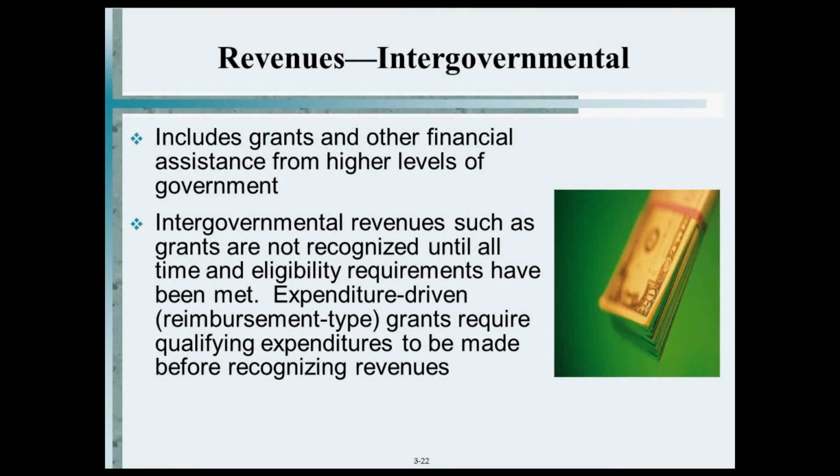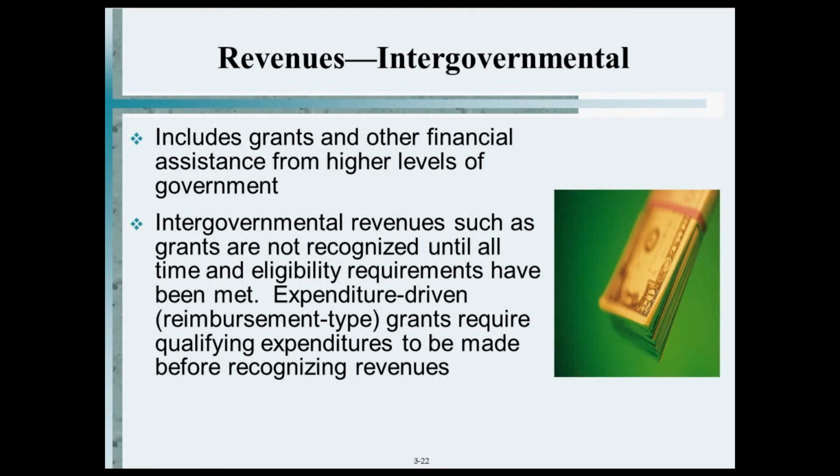What would these grants be for? Anybody? For roads, yeah. It could be for any project. The important thing to understand is, what was the grant, and what is the grant being used for? Because that tells us where to put it in the statement of activity. And the other important thing to know is, are there any conditions?